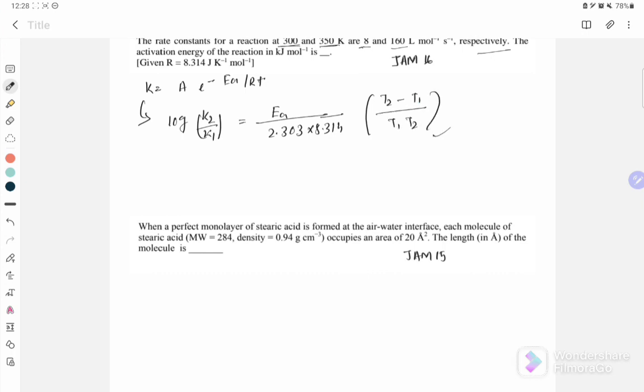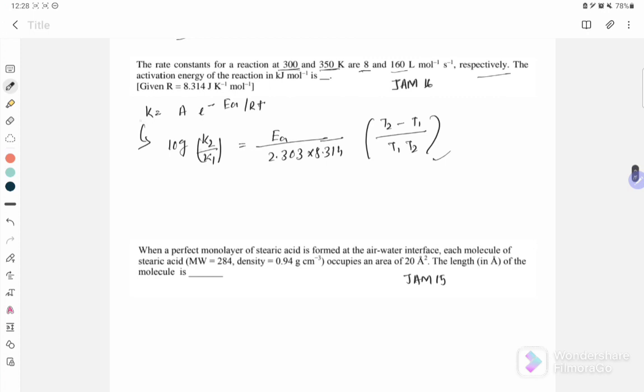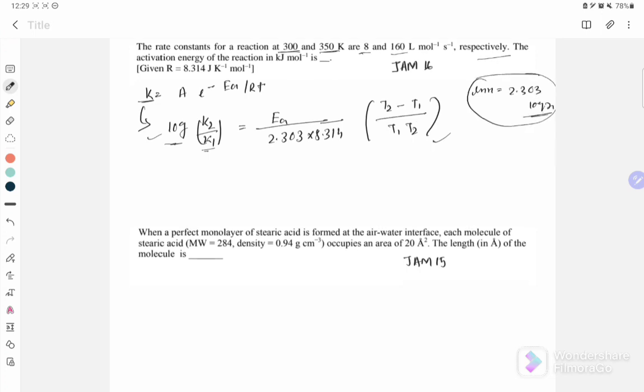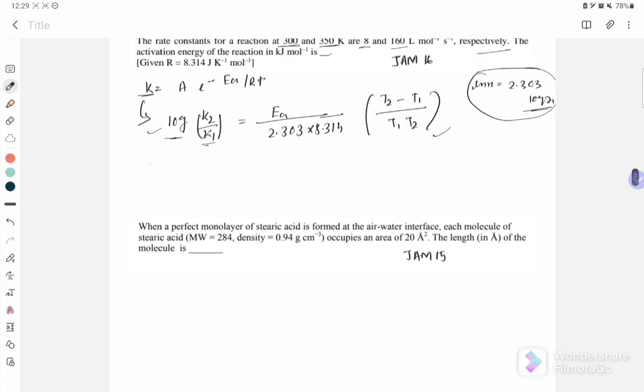You can derive this because for K2 by K1 you just need to take ln on each side, so ln K is equal to ln A minus Ea by RT. If we do that, ln K2 minus ln K1, you can derive this one. And we know that ln x is equal to 2.303 log x. You can convert it yourself. So you just have to put everything here.